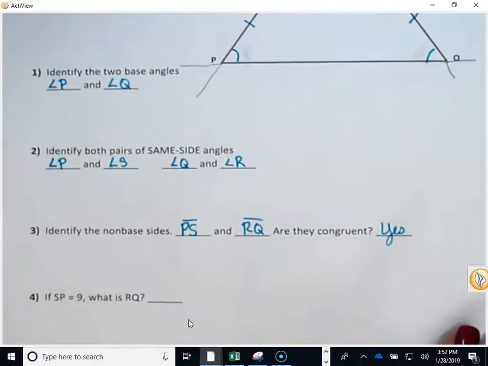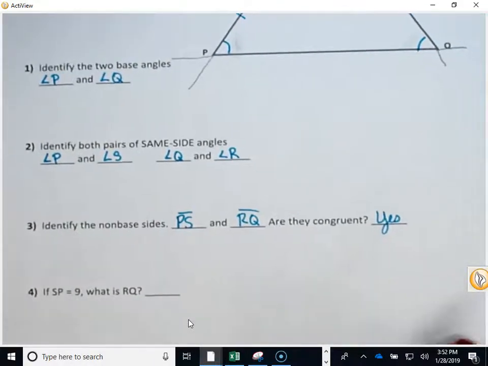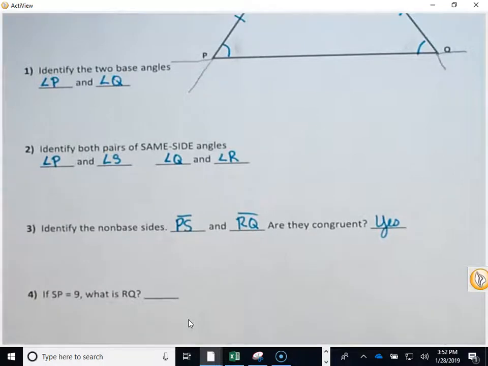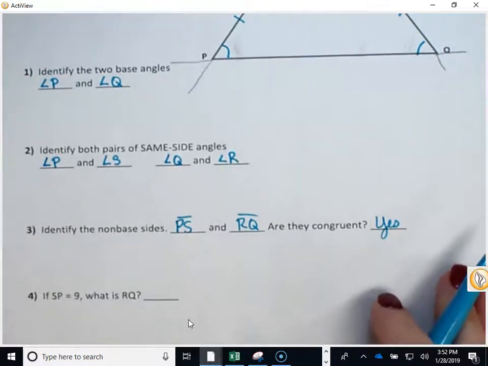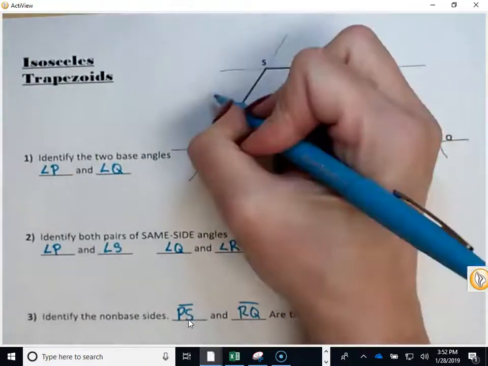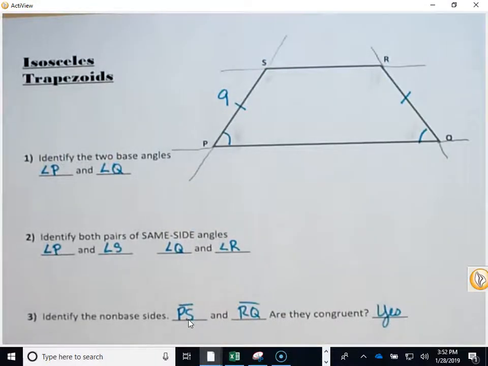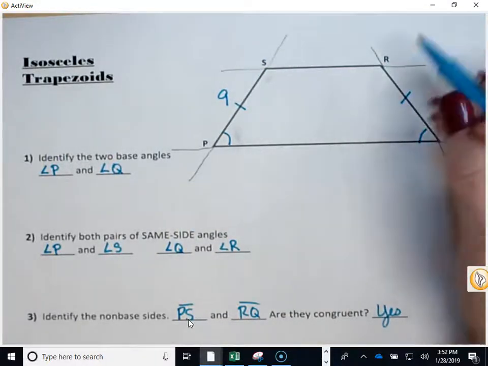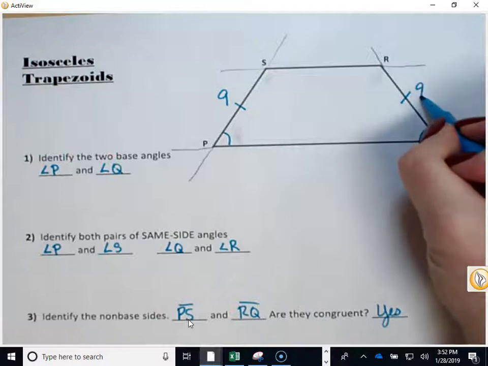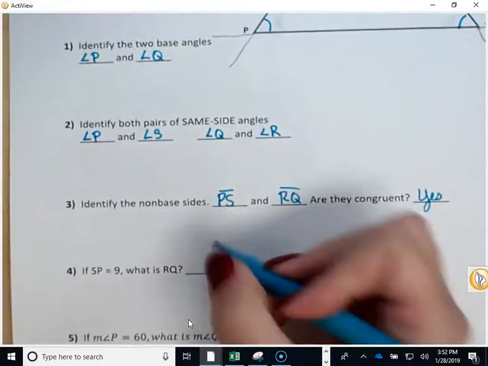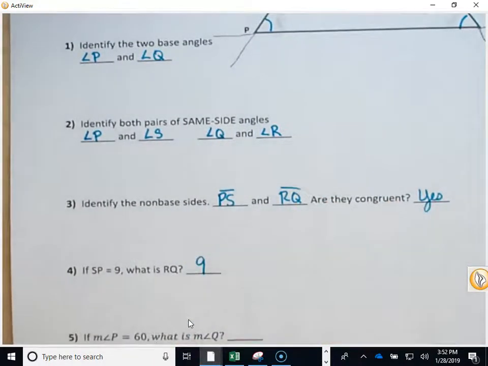All right, so they're going to give us some bits of information, and we're going to find out other information. If they say the distance from S to P equals 9, then what's the distance from R to Q? They're saying this distance S to P is 9, and they want to know this distance R to Q. Well, we know they're congruent, so it's also 9.